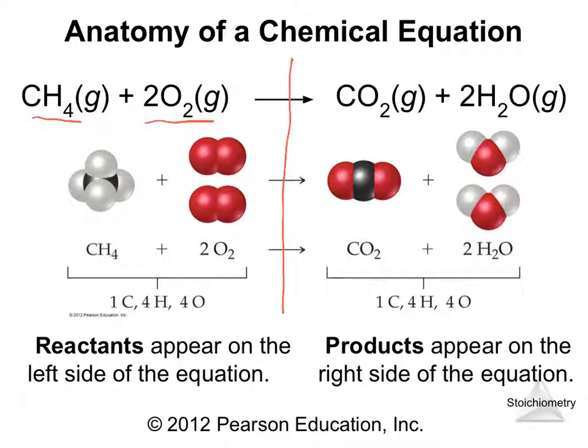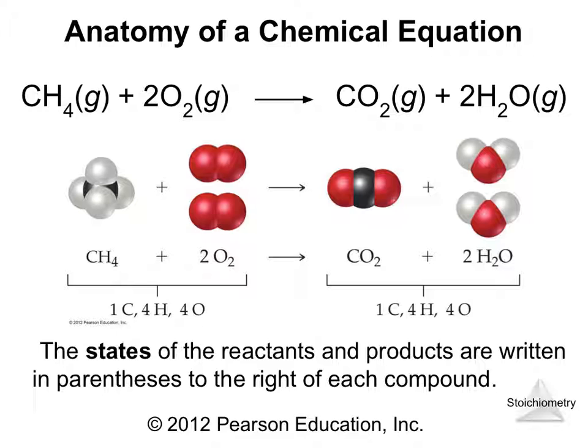The products are on the other side of the arrow. The arrow is called a yield sign. We yield or we make the products. The products appear on the right side of the reaction. So in this case, we've got carbon dioxide gas and water.